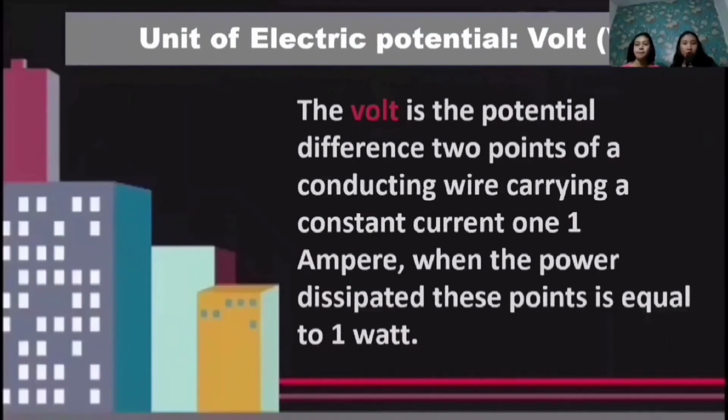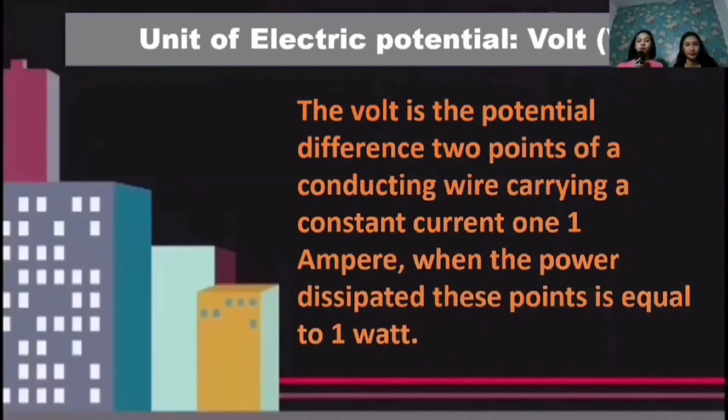Next is the unit of electric potential, the volt. The volt is the potential difference between 2 points of a conducting wire carrying a constant current of 1 ampere when the power dissipated between these points is equal to 1 watt. In the ordinary dry cell or in the storage battery, chemical action causes positive charges to collect on the positive terminal and electrons, or negative charges, to collect on the negative terminal. So that's what it means.